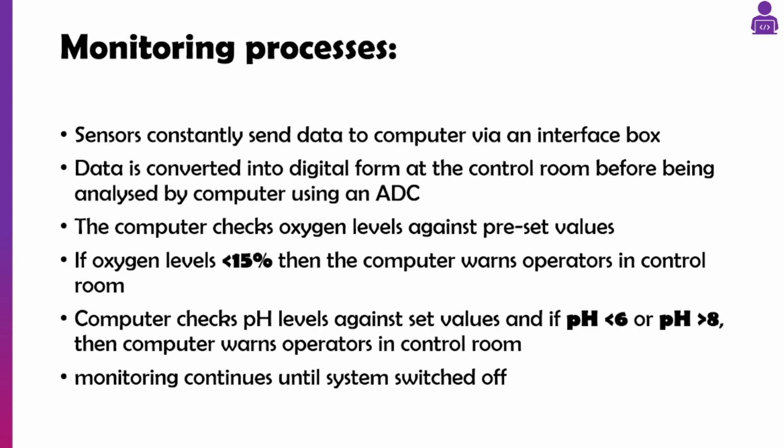So a monitoring process will constantly send data. We convert that data from analog to digital. Or if it's already digital data, if it's been sent on something else, then obviously we don't have to convert that. So the computer will then check the oxygen level, let's say, against a preset value. If the oxygen is, say, less than 15%, it might warn somebody, but it won't do anything because it's a monitoring system. A computer might check pH levels against set values. If the pH is less than 6 or greater than 8, then it might warn somebody to do something. And that monitoring system continues until it has been switched off.